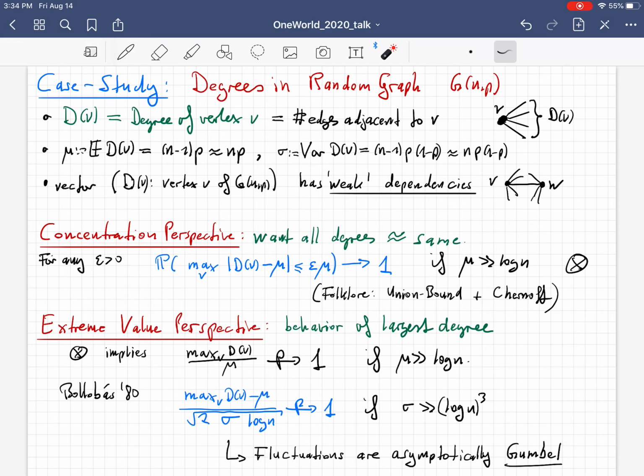have n minus 1 possible neighbors. Each of them is included independently with probability p. So it's very simple to calculate things like the expected value or the variance and so on and so forth. So on first sight, it seems that this is an easy problem.